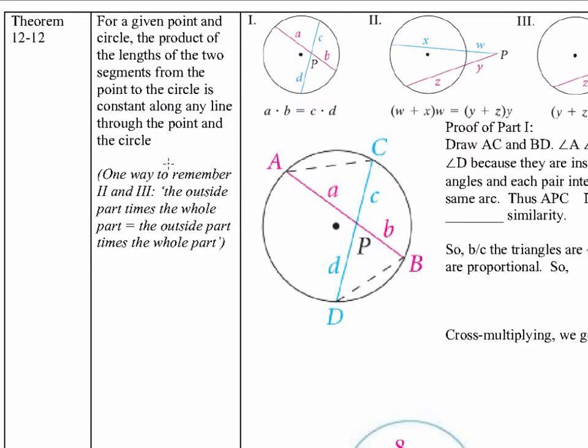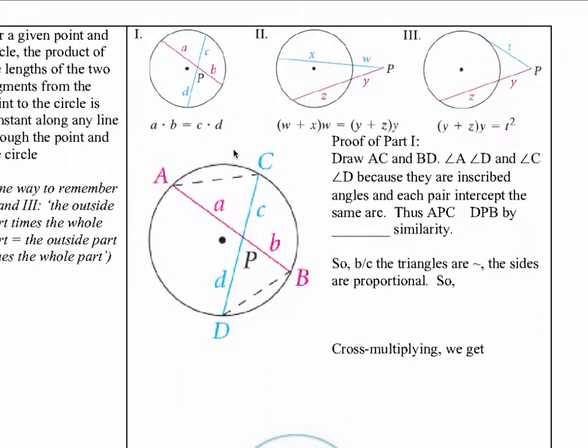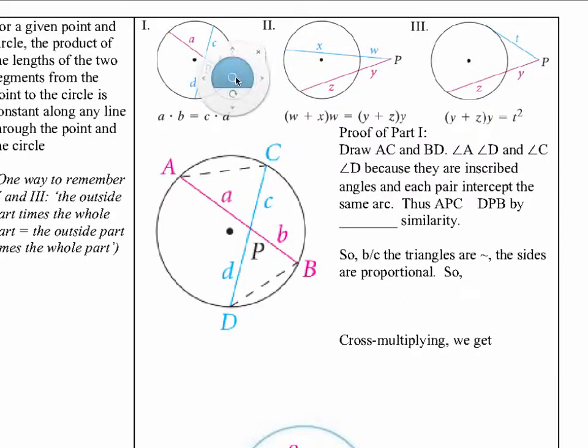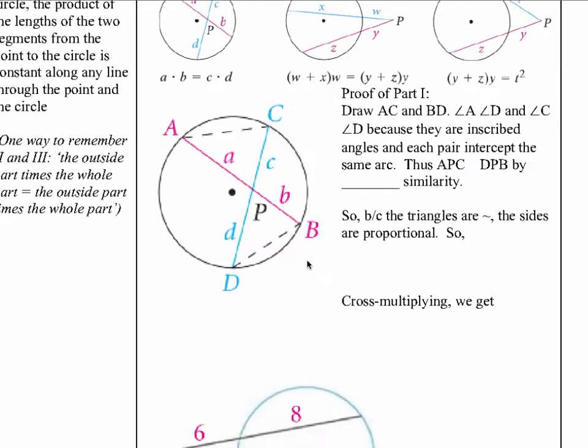Which probably makes no sense. So let's just take it one part at a time here. The first part, there's three different ways you can interpret this. If you have two lines that cross inside the circle, these guys make proportional, similar triangles. So we can say, therefore, that here and here, A over D equals C over B, which means A times B equals C times D if we cross multiply. Okay, so let me just show you one of those.